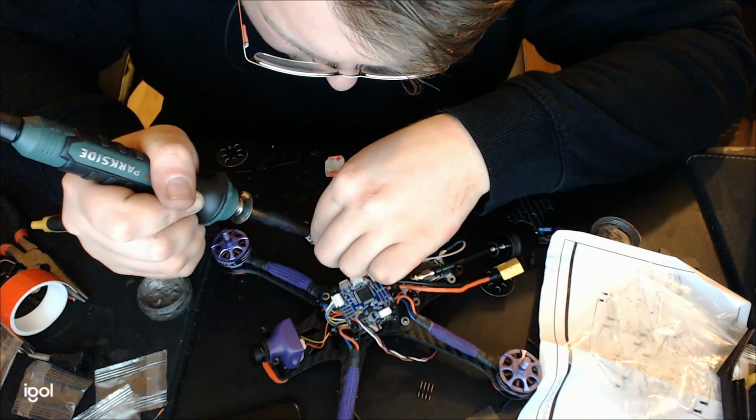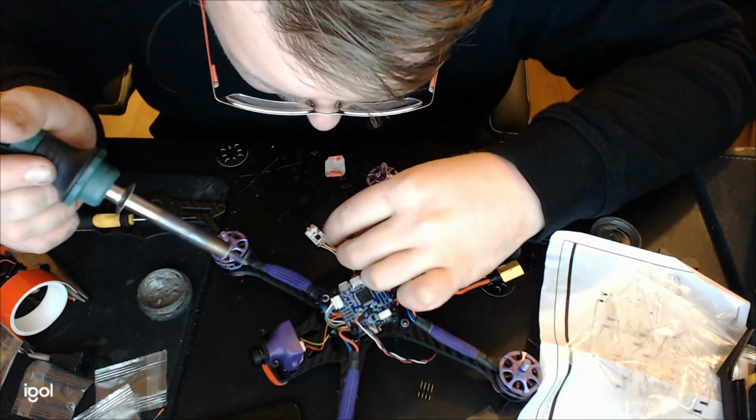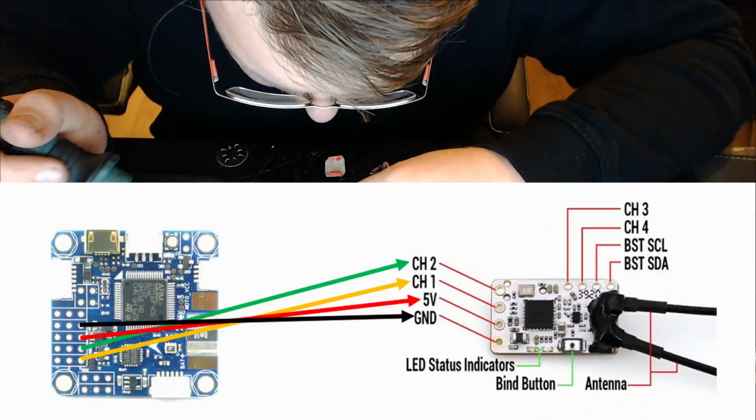So here you can see me soldering in the TBS Tracer Nano RX, and here's a little diagram to show you the wiring.